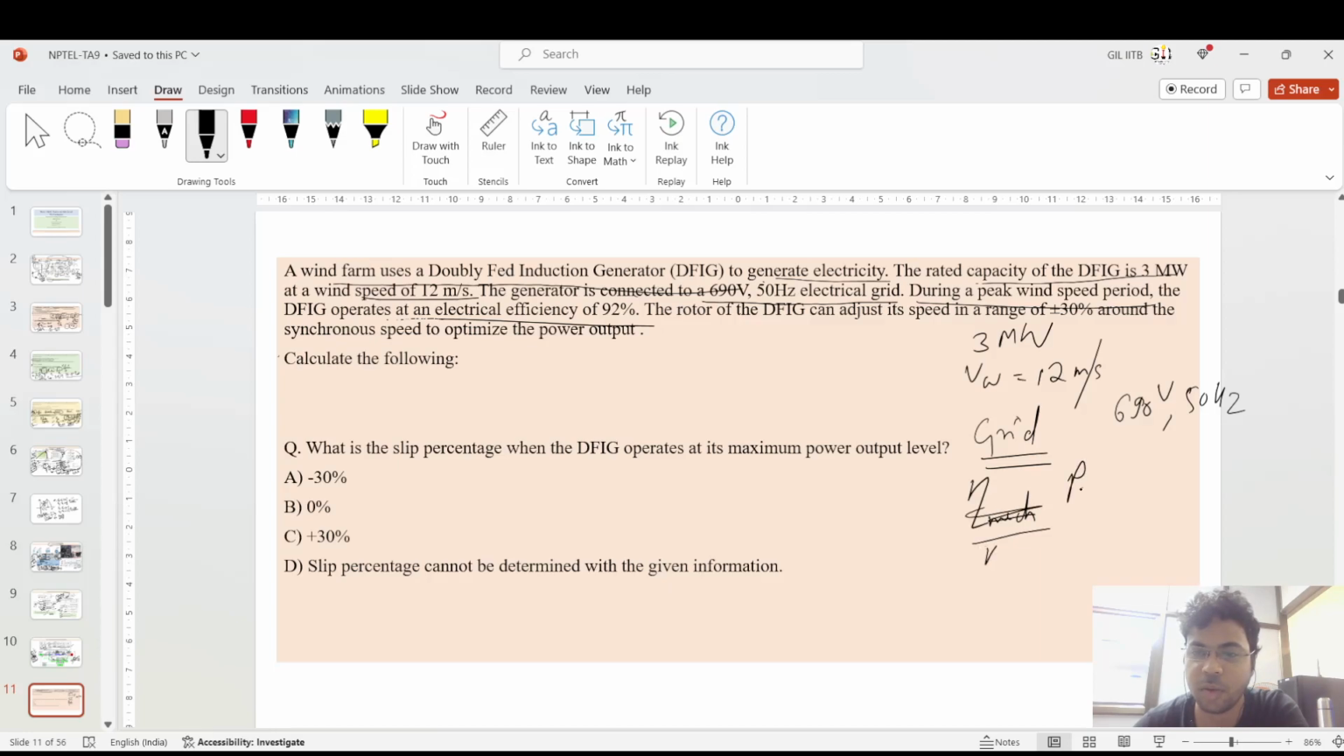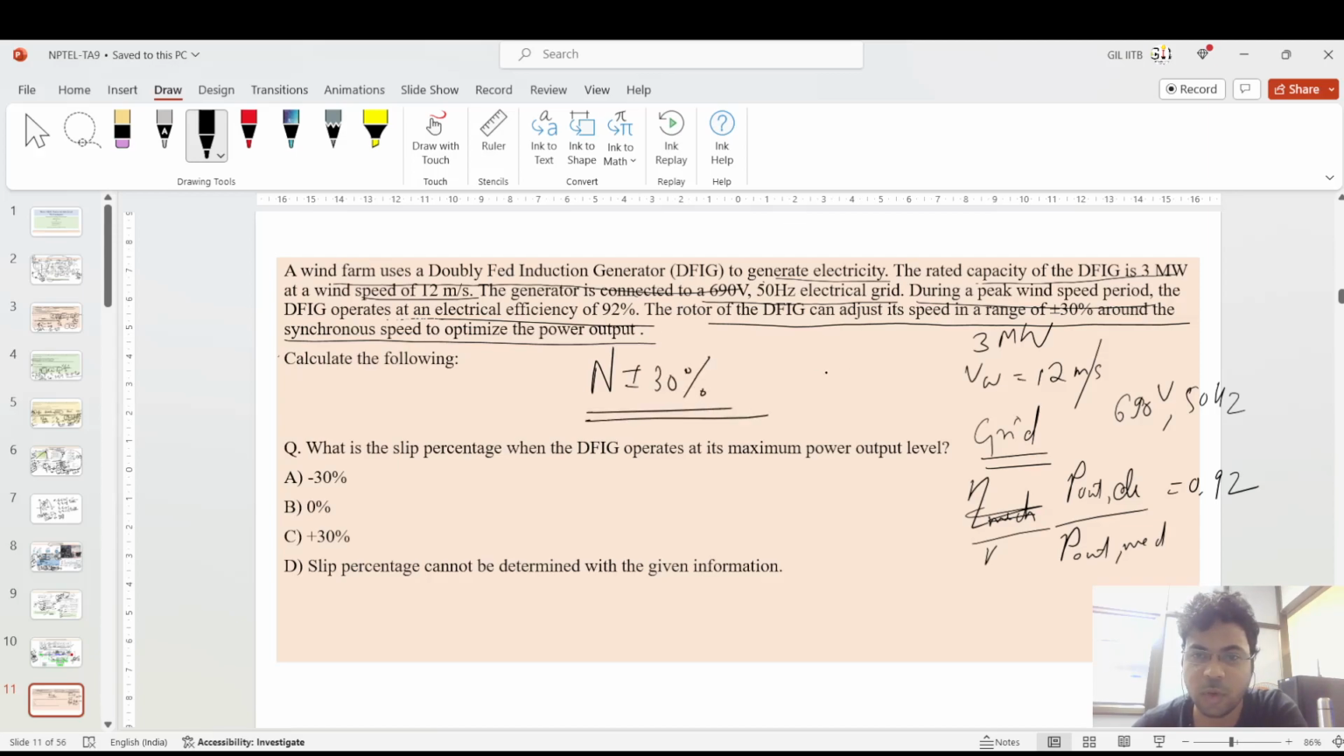It is saying that what is being converted from mechanical to electrical, that is P out electrical divided by P out mechanical, is equal to 0.9. And the rotor of the DFIG can adjust its speed in a range of plus minus 30 degree around the synchronous speed to optimize the power. It means that the speed can actually go plus minus 30 degree.